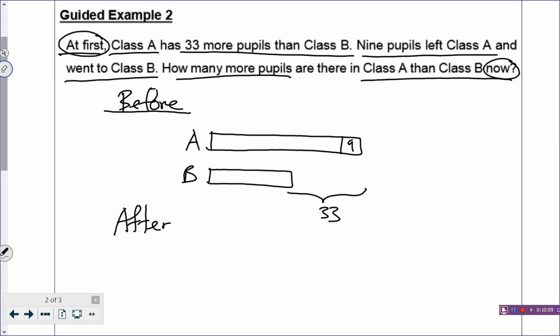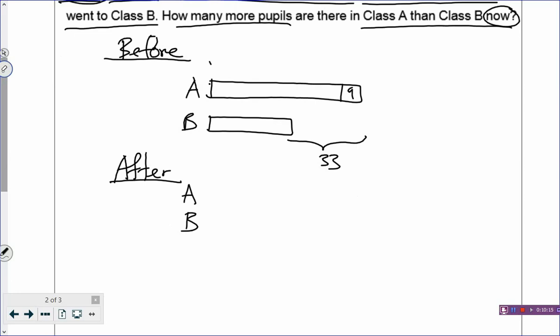In the after, again you have A, you have B, and when you draw the after model, make sure that your rectangles are aligned. You want the rectangles to be able to be seen properly. You want to be able to study the model in such a way where you don't get confused. So make sure that when you start drawing, the rectangles start from the same dotted line, so they are aligned.